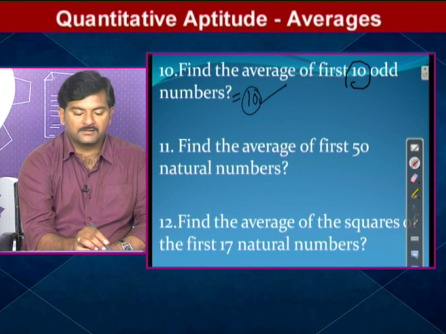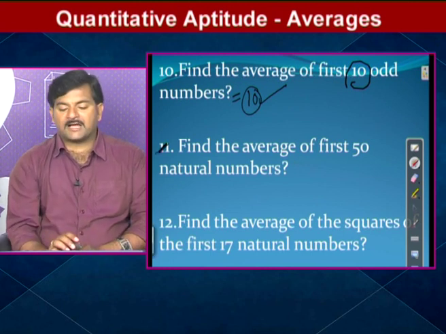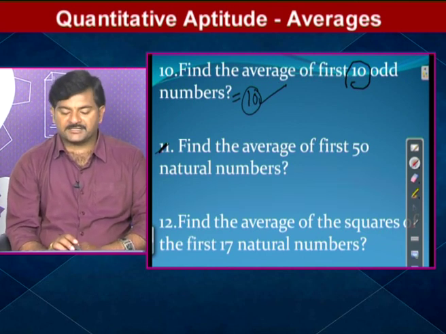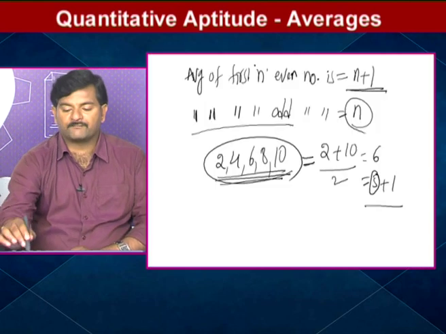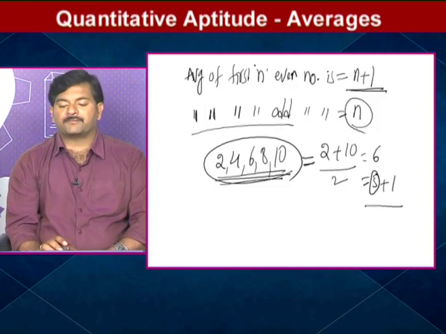Now we'll focus on question number 11. Find the average of the first 50 natural numbers. Yes, there is a formula. Again we have 3 separate formulas. We'll focus on the 3 separate formulas. You can take it as a note also.